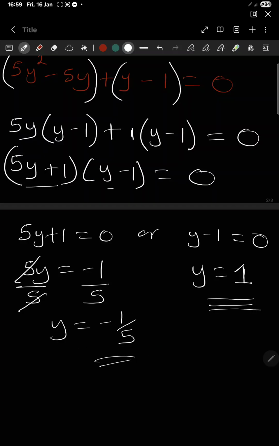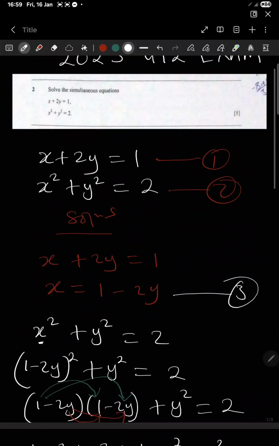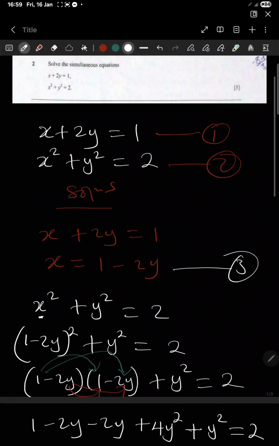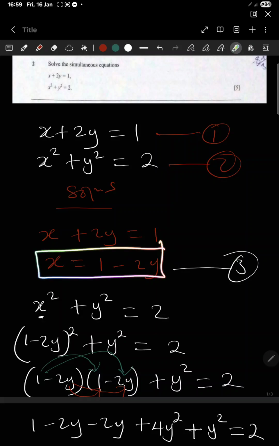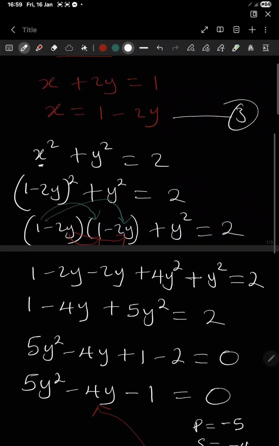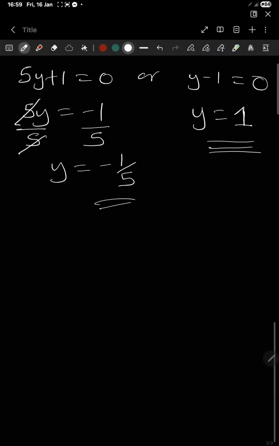Now after getting the values of y, what you can simply do here is to go and get the value of x. How can you get the value of x? You go to this equation that you made here, which we called equation 3. So we know that x is equal to 1 minus 2y. So since we have two values of y, you can simply replace the values of y here in order for you to get the value of x. So let's do that. We have x is equal to 1 minus 2y.